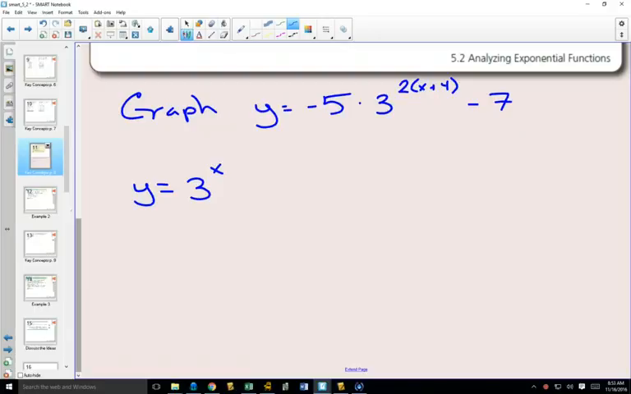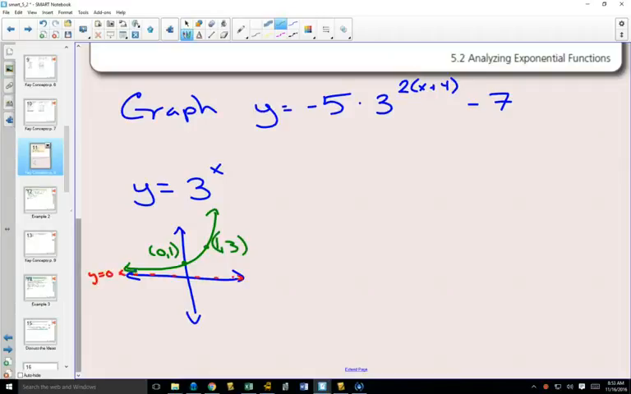So the first thing you're going to do when you have to graph exponential graphs with transformations is recognize that parent graph, y equals 3 to the x, and draw a quick sketch of it. Because it's a 3, it's increasing. You know that it goes through (0, 1) and (1, 3), with an asymptote at y equals 0.